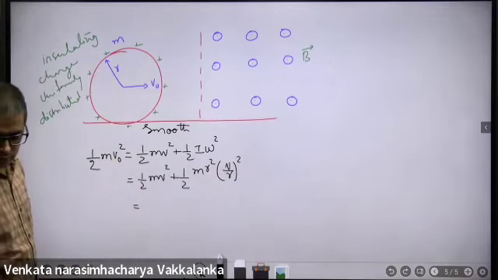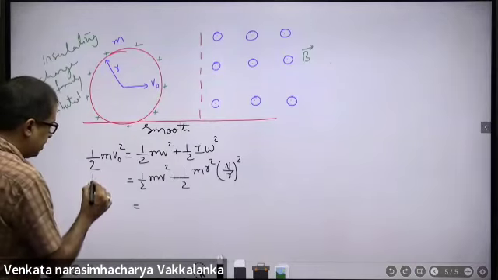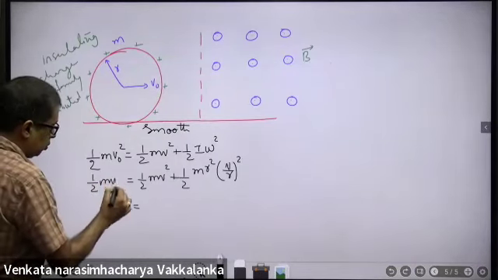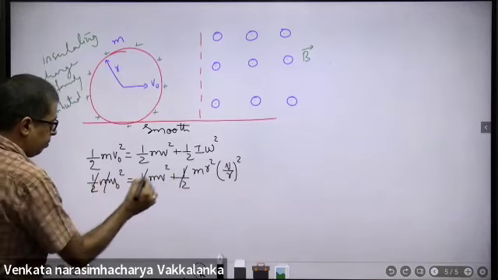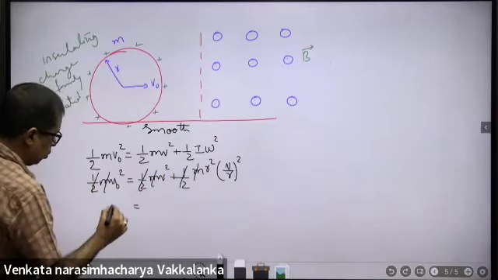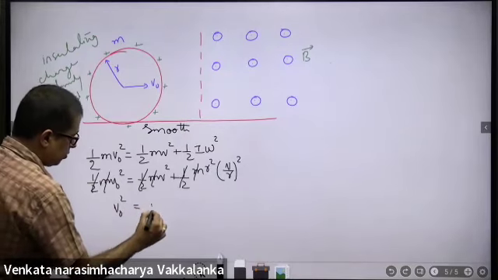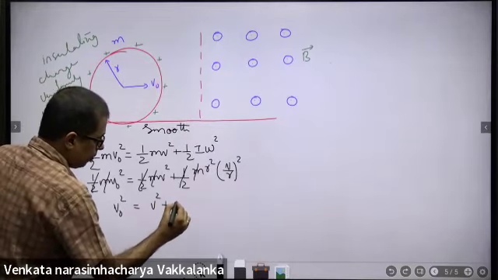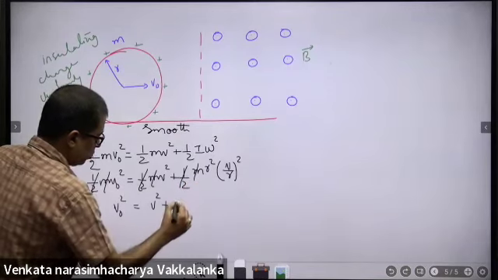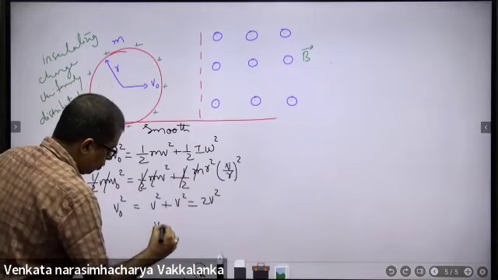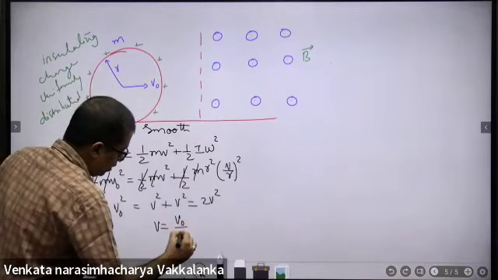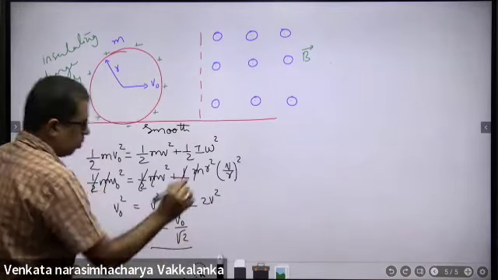Half gets cancelled out all throughout. Half m v naught square is equal to half m v square plus half m r square omega square, which is v square plus r square omega square. This is 2v square. So when v is equal to v naught by root 2, the body starts rolling.